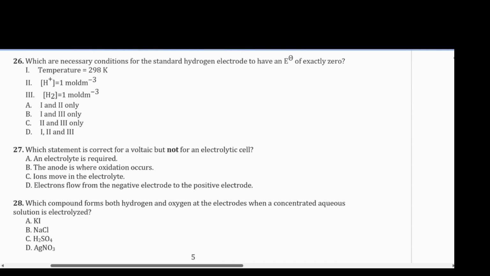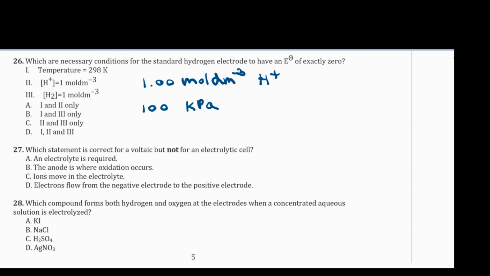26. Which are necessary conditions for the standard hydrogen electrode? To have an electrode potential of exactly 0. For this, generally, what we need is... so 1 and 2, which will be A.